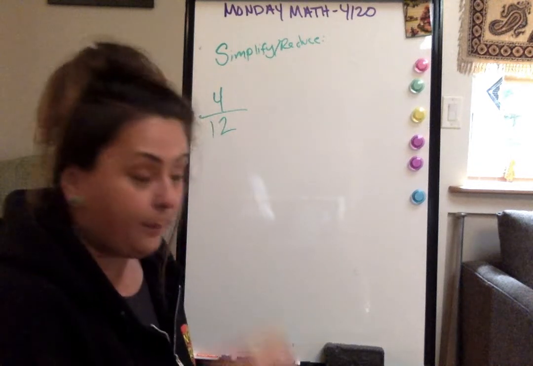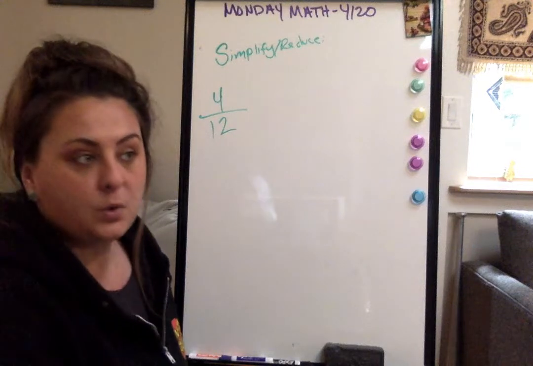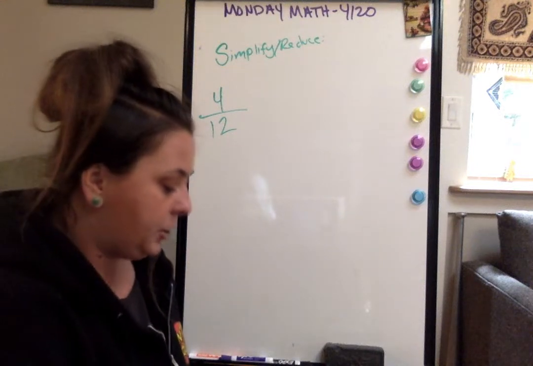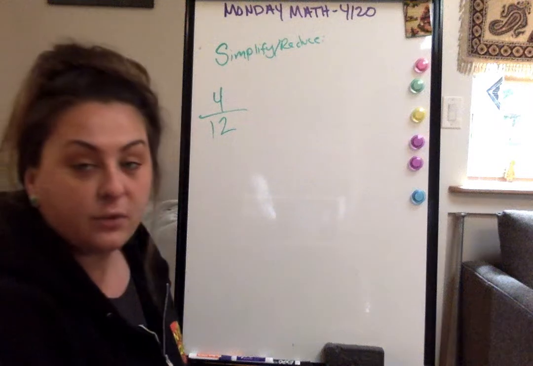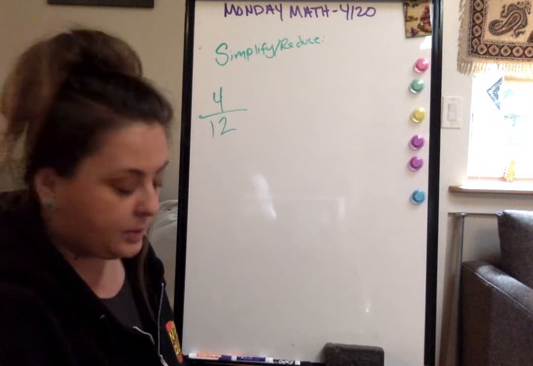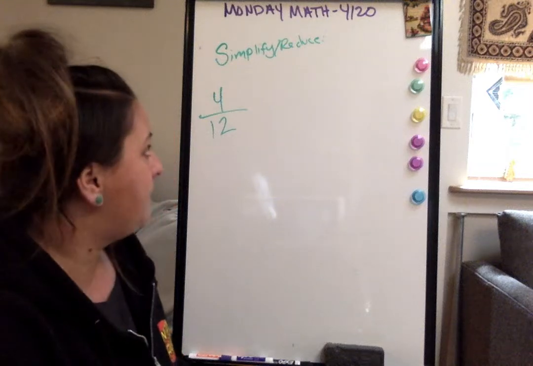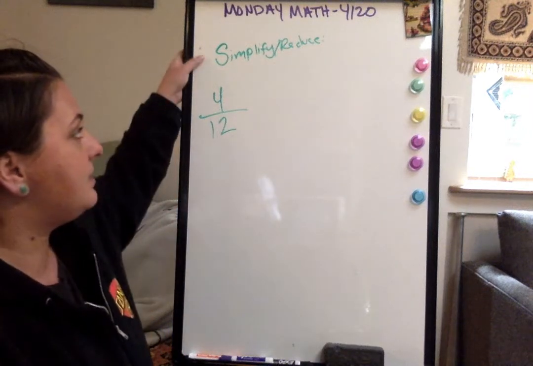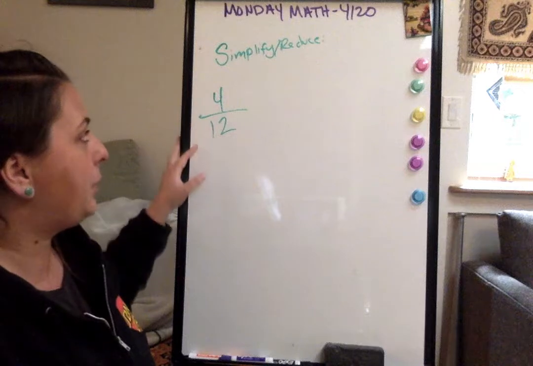So when you open up the attachment for April 20th, Math Monday, you're going to see a Google form. And the first thing you're going to want to do is put your first and your last name on it, so that way I know who is responding and what it means. The first question asks us to simplify or reduce the fraction 4/12.